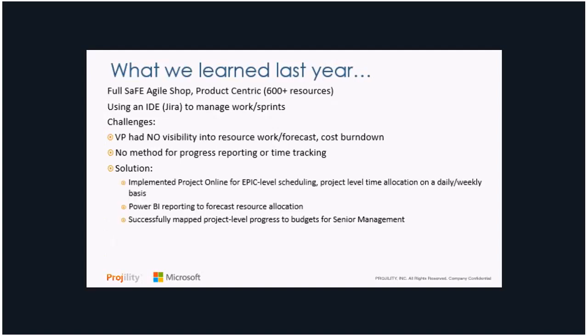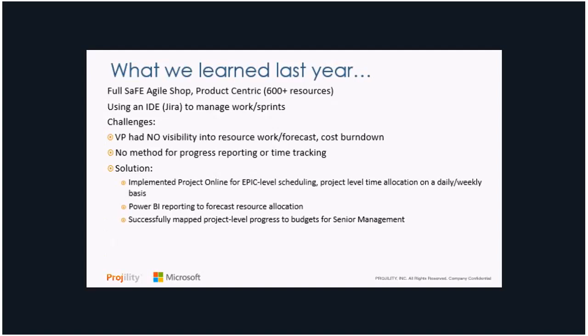So the solution we put in place implemented, again, Project Online and started to do epic level scheduling in Project Online, but they also put line items in every project schedule for doing time tracking on a daily and weekly basis. Those line items, time tracking per project, showed up in each developer's timesheet that they would log into once a week and log their time against the specific activity or project. And then this all rolled up into reporting in Power BI that allowed them to do resource utilization forecasting.